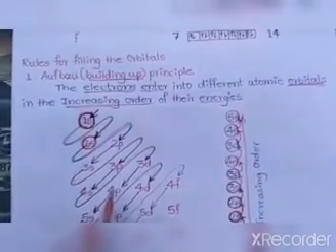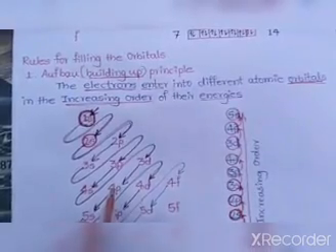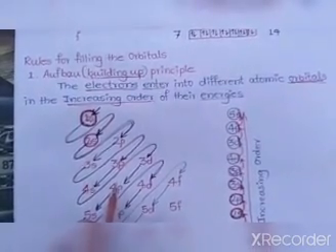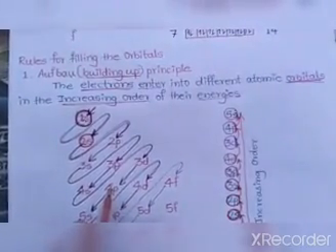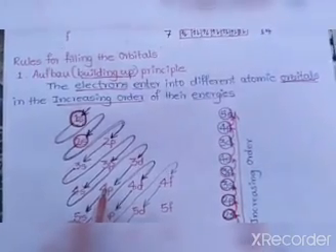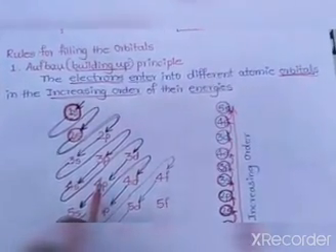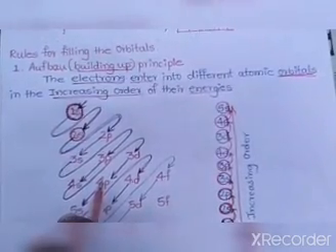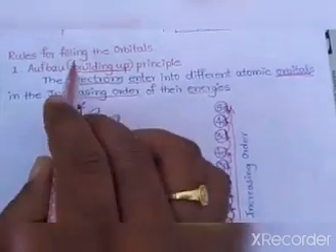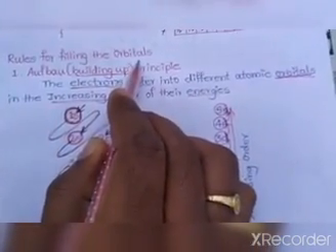Students, in the last class we discussed the basic concept of electronic configuration. In that we discussed element, atom, shell, subshell and orbitals. Okay students, now we will discuss the rules used for filling of the orbitals.